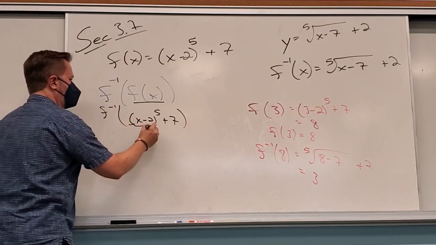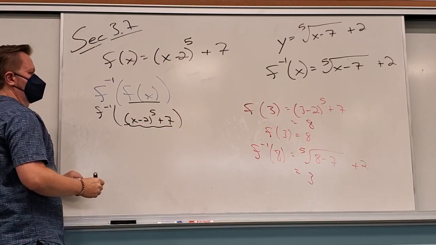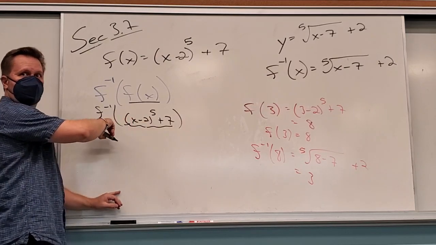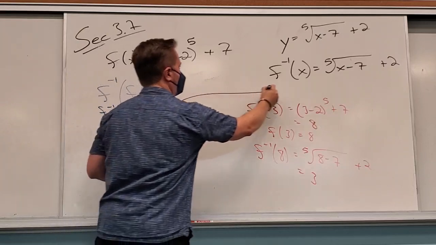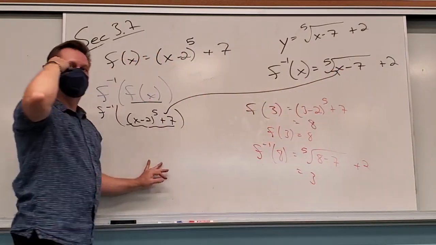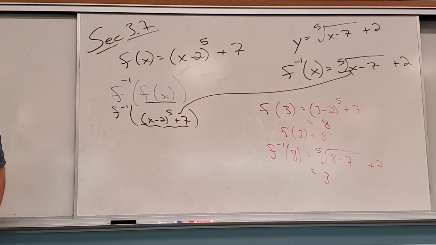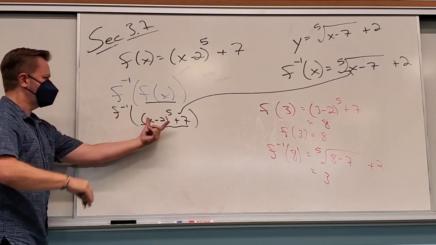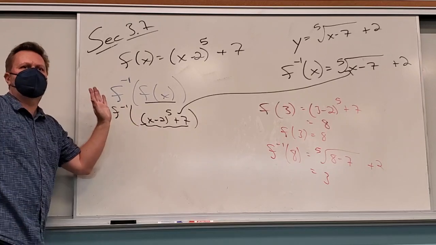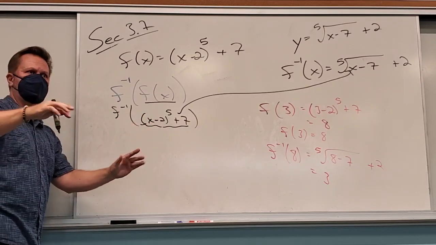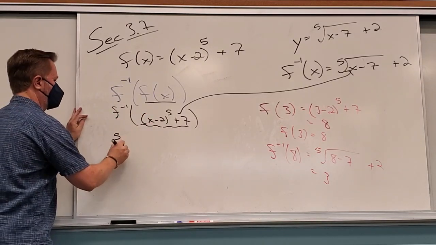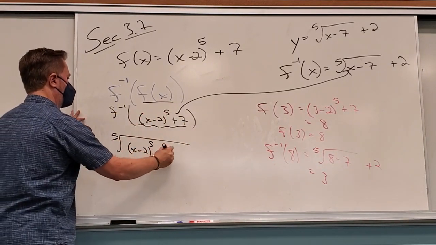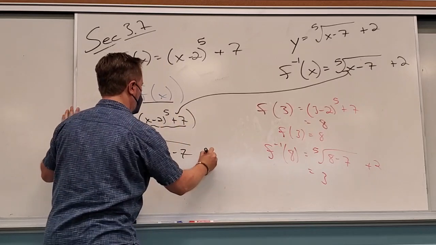Now, what do I need to do with this? I need to plug it into where? f inverse, so I gotta plug it in right there. Have faith. Here we go. Is everybody cool with that? Whatever's in here, I plug it into this function. That's all, all the time. So this will be the fifth root of all of this, minus 7, and then outside plus 2.